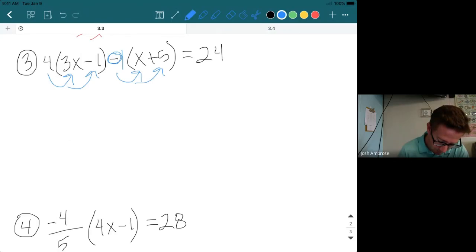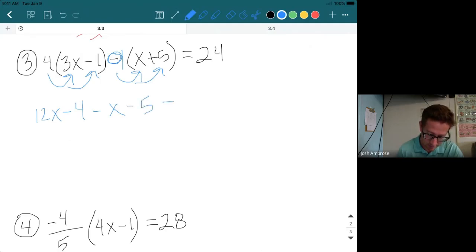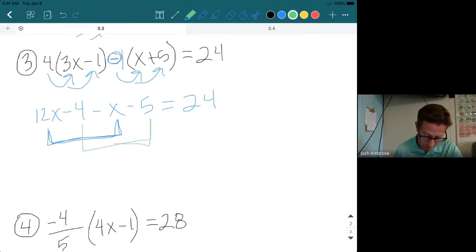First, do the 4, giving you 12x minus 4. Now, -1 times x would give you a negative x, and -1 times positive 5 would give you a -5. All right, so that's using the distributive property twice. Now, combine like terms. Look for the terms that go together. These guys right here go together, and then these two right here would go together. Okay, so variables, then constant values.